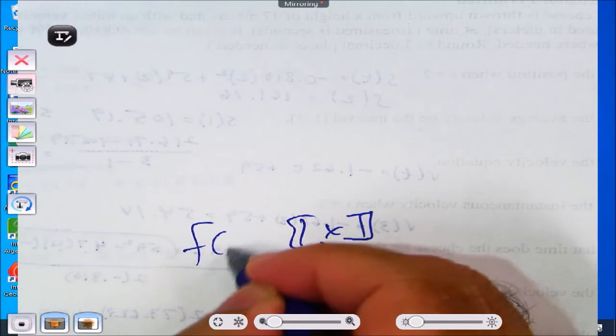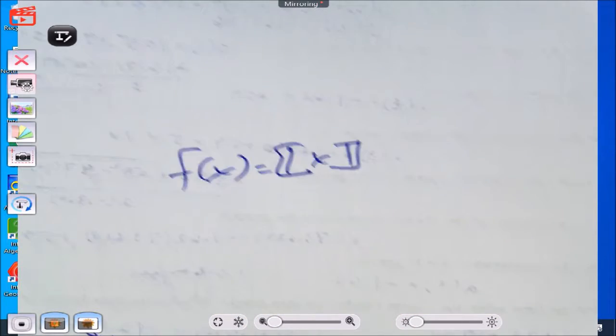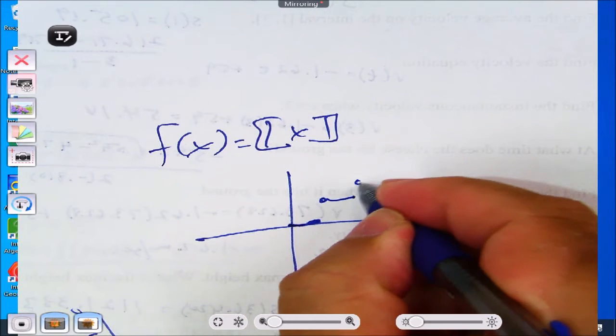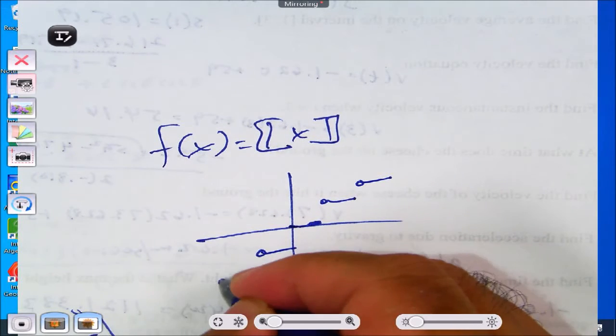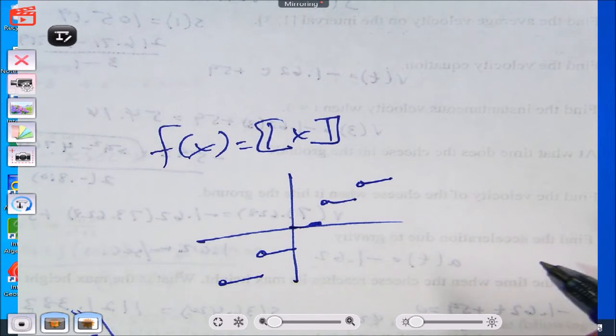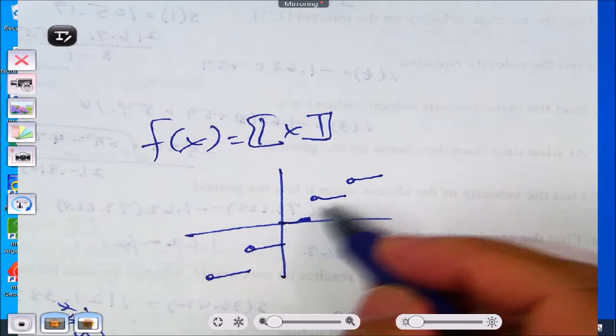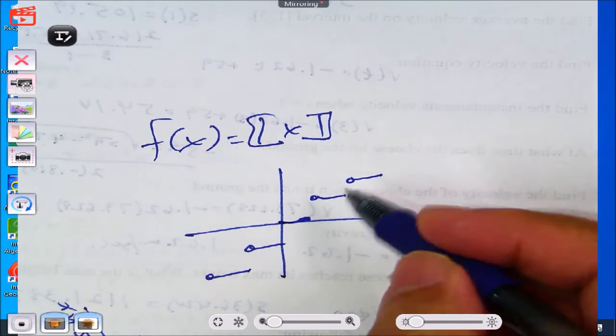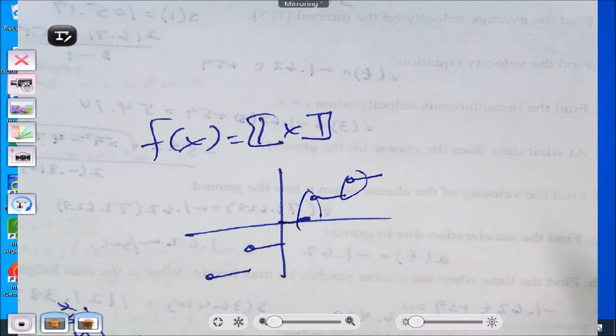So f of x equals that. The graph of it looks like this. What's the derivative of that? Well, it's actually not that bad. The derivative is 0, except at these points of discontinuity, where it's undefined.